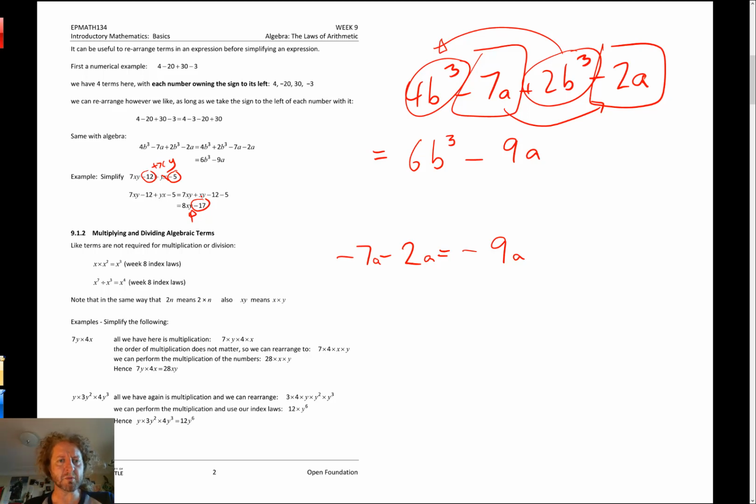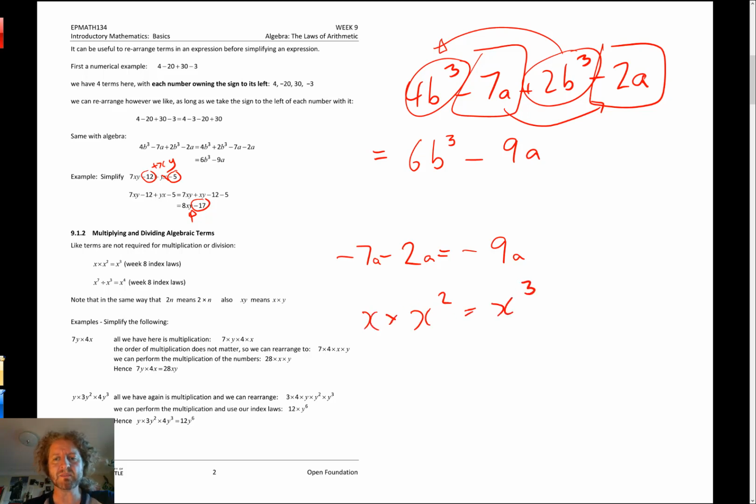Now, multiplying and dividing in algebraic terms. Well, we've got index laws that are going to happen. Just need to check again. I think it's last week. x times an x squared is x cubed. So x times x squared is x cubed.